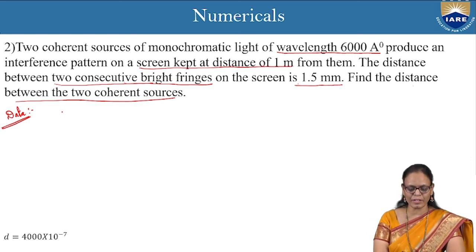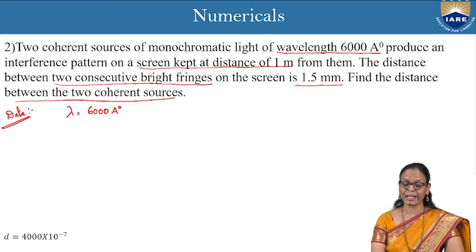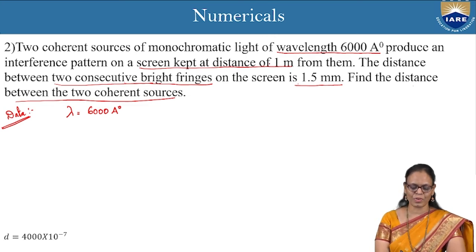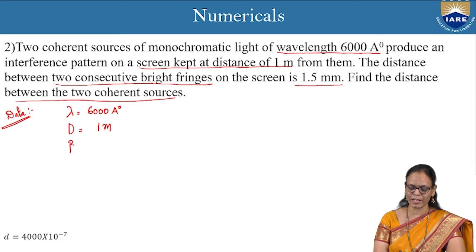So lambda is given. Lambda is equal to 6000 angstrom. And the screen is kept at a distance of 1 meter. So the distance between the screen and the slit, we are taking it as capital D. So this is 1 meter. And we have seen in the theory, the distance between any 2 bright fringes or dark fringes is the same, and they are equidistant. So here we are writing beta is equal to 1.5 millimeter. What we have to find is the distance between the two coherent sources, that is small d.